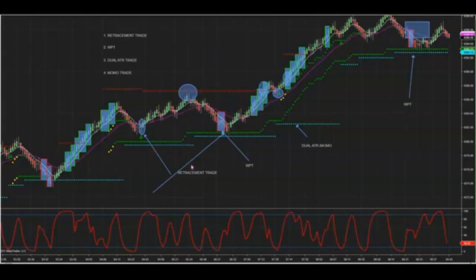You can run the strategy by itself or the indicator you guys are going to be getting. This indicator can be run all by itself. Instead of running the strategy, you can run the indicator strictly as a standalone all by itself. Okay?